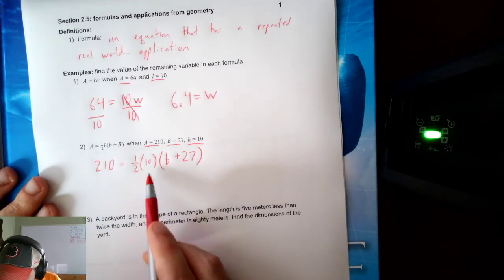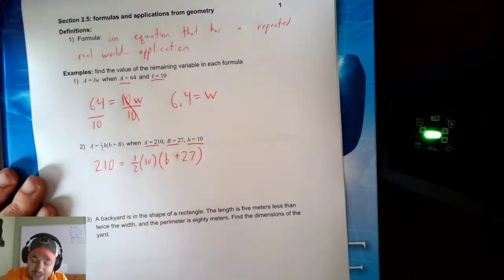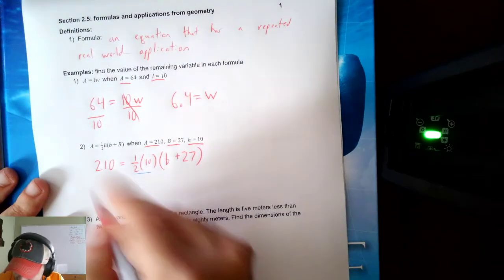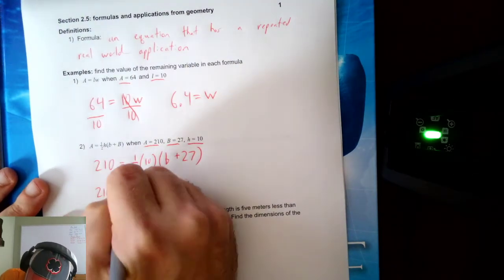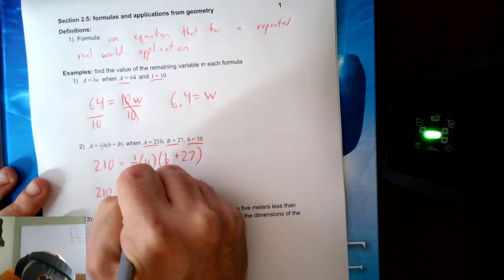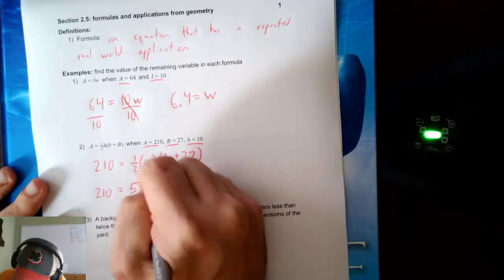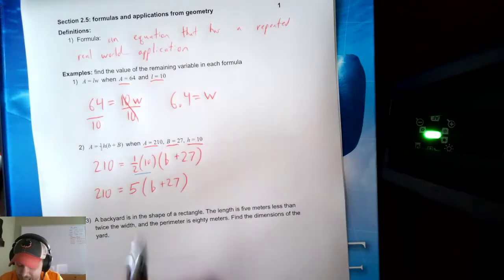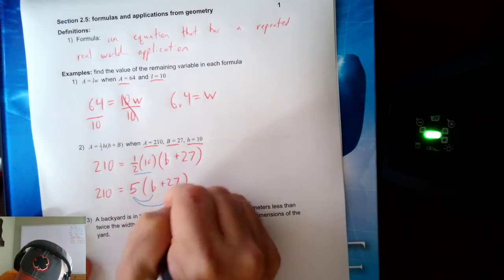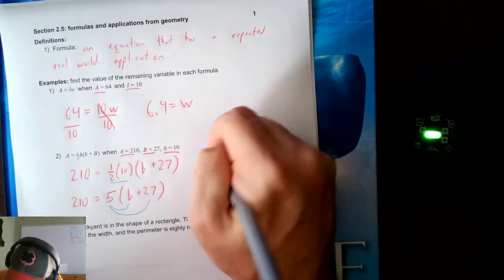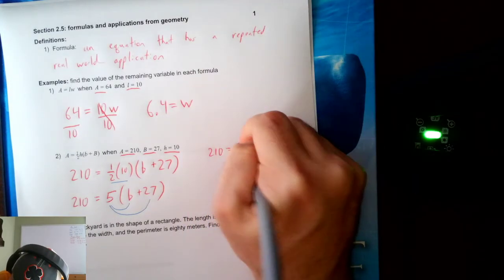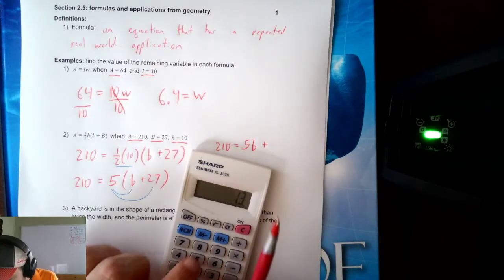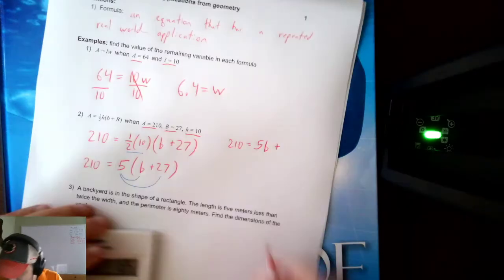Well, to do that, I need to clean up these parentheses. First, I got to deal with this section out front, right? Before I can distribute in, I need to clean up that multiplication. So that'll give me 210 equals 1/2 times 10, which is 5, right? Half of 10 is 5, which leaves me with b plus 27 in the parentheses. Now I am ready to distribute this 5 inside the parentheses. So I will have 210 equals 5b plus 5 times 27. It's going to be 135, I believe, but let's double check. Oops. 5 times 27 is indeed 135.